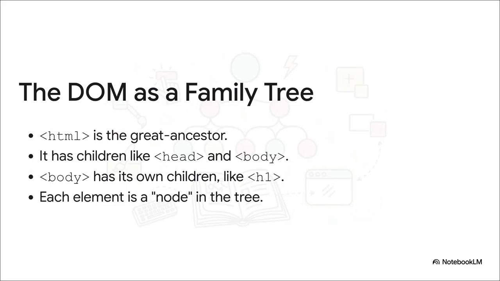So, what does this DOM thing actually look like? Honestly, the best way to picture it is like a family tree. Right at the very top, the great ancestor of everything is the HTML tag. It has a couple of direct children, like head and body. Then the body tag has its own children, like all your headings and paragraphs and images. Every single element becomes what we call a node in this tree. And these parent-child relationships are absolutely key for how we find our way around the page.